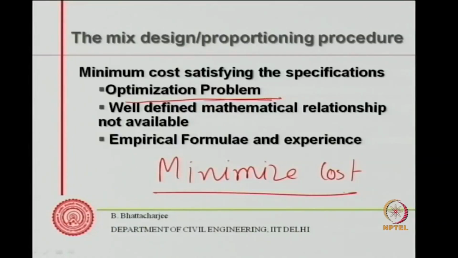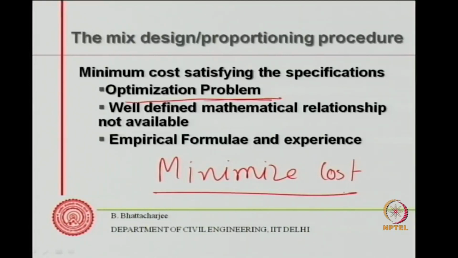Many engineering problems we can use this optimization process. The mathematics of optimization is very well defined. Usually in an optimization process, I'll have some objective function, like here the minimization of cost, and if I know the cost of each component of the material, then I can always minimize the total cost, subject to certain constraints: let us say my strength must be greater than specified strength, slump must be greater than specified slump, etc.